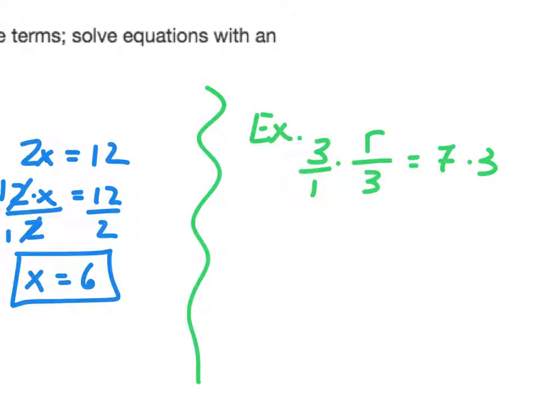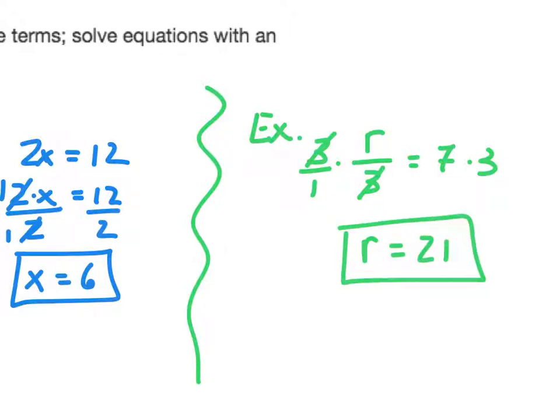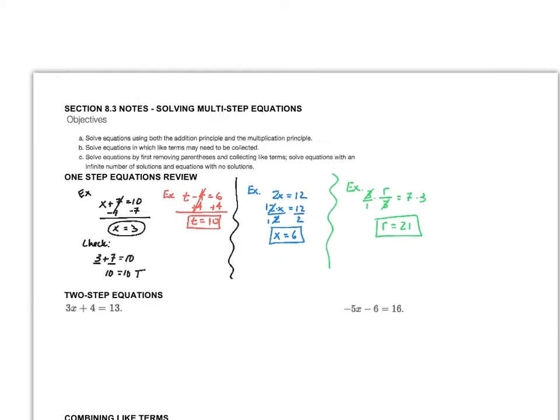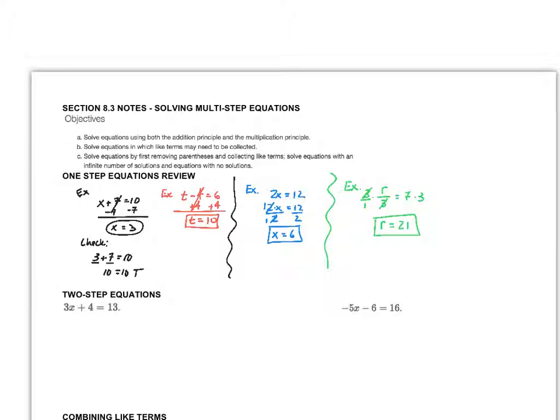And the 3's are going to divide out to 1, all right? And so then we're left with r, and we do 7 times 3, which gives us 21. And so r is 21. All right, so these are just one-step equations where we have to just do one step to figure out what the variable is.